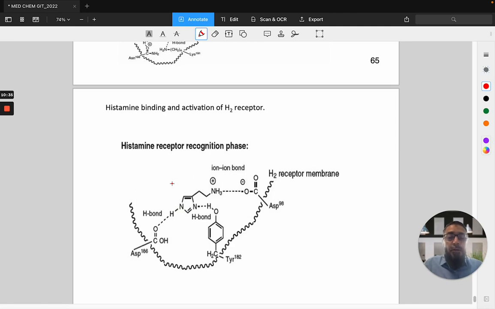No one will ask you to draw the structure, you just have to know how the molecule can bind with the receptor, number one, and then what their structural features are, right? Which molecules have the ability to bind with H1 and which cannot bind with H1, and can bind with the H2 receptor.